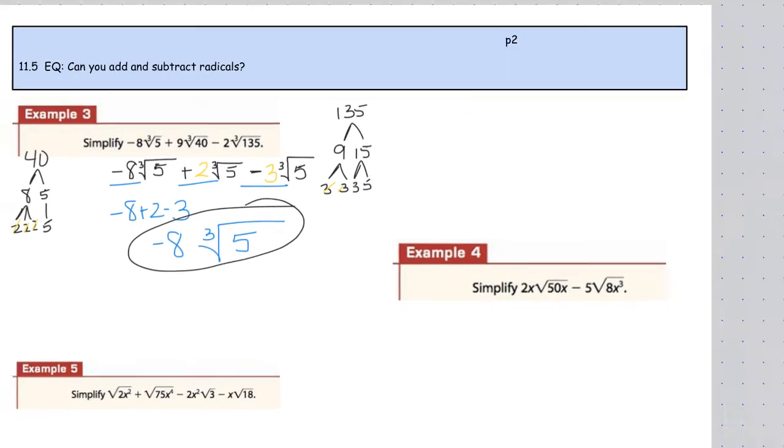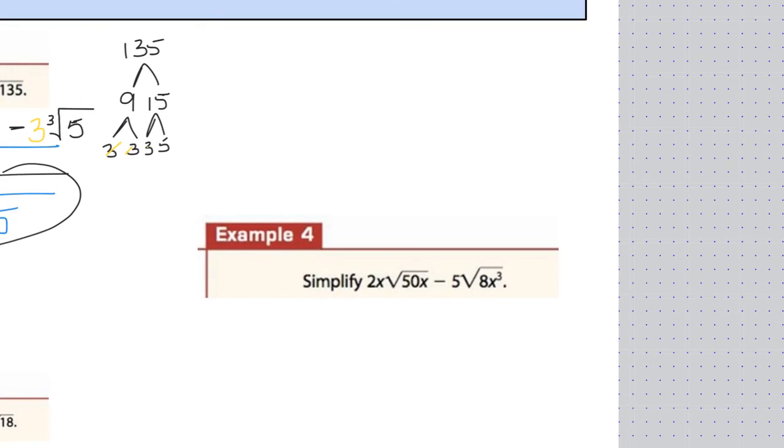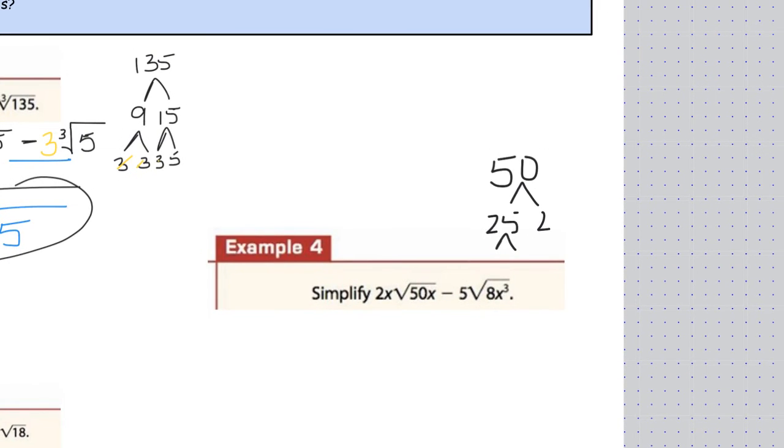Okay. Let's look at example number 4. Again, right here, we're going to need to simplify. We have the same index. We just need to break down 50 and 8. Well, 50, this is square roots now. I know it's going to be 25 times 2 because 25 is 5 times 5, right? I'm not writing very well today.